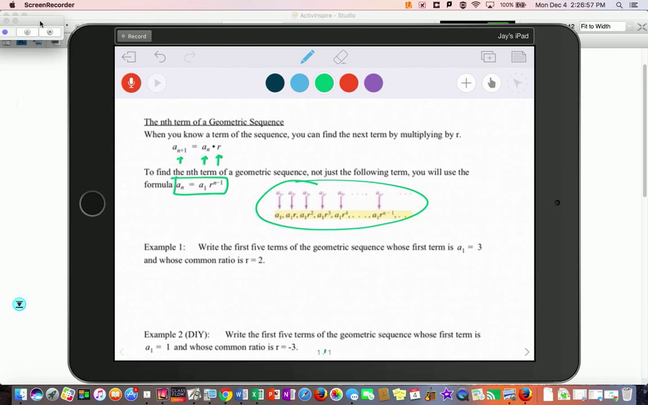It says, write the first 5 terms of the geometric sequence whose first term is 3 and whose common ratio is 2. So you're going to start with the 3, then you're going to multiply by 2 and get 6, then 12, then 24, then 48. Remember, just the first 5 terms. All right, the next one is a DIY, so go ahead and do that one on your own. Come back and find the answer. Pause the video now.